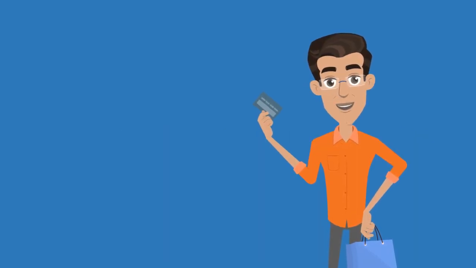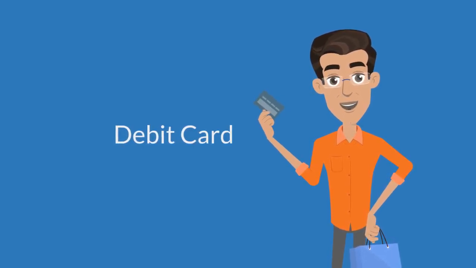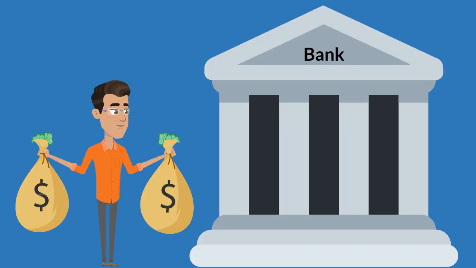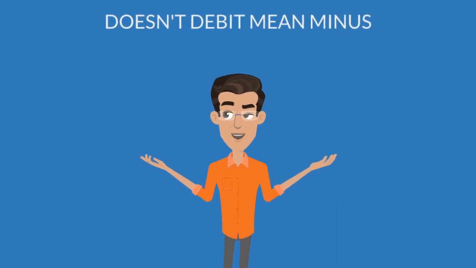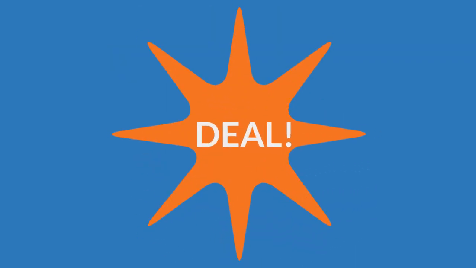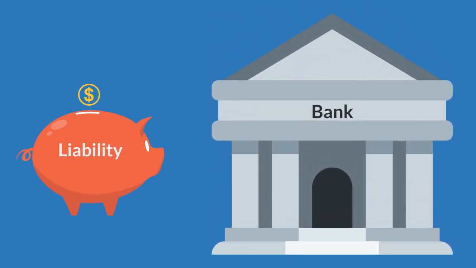So, if you're wondering, why do I have a debit card that decreases my bank account? Or, why when I go to the bank and make a deposit, do they say they are going to credit my account? Doesn't debit mean minus and credit mean plus? Here's the deal. Your bank account is an asset to you, but your bank account is a liability to the bank. It's money they owe you, and eventually they need to pay you back.